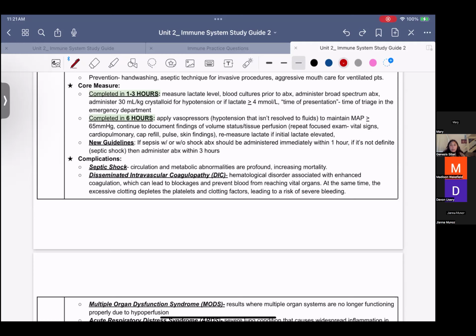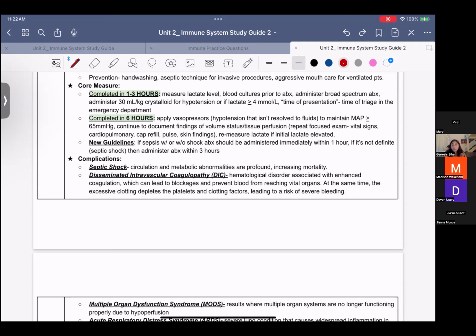So we measure that lactate level, right? We're doing that even though procalcitonin is better. We're still going to look at their lactic acid first. And then we do blood cultures prior to antibiotics. Why? So that we can see what specific antibiotic fights that infection the best, and we remember that for micro.